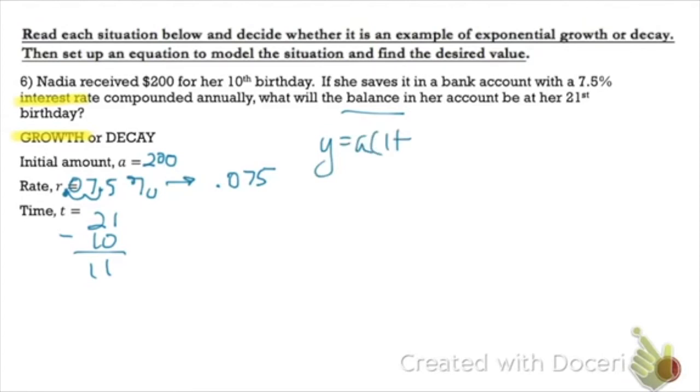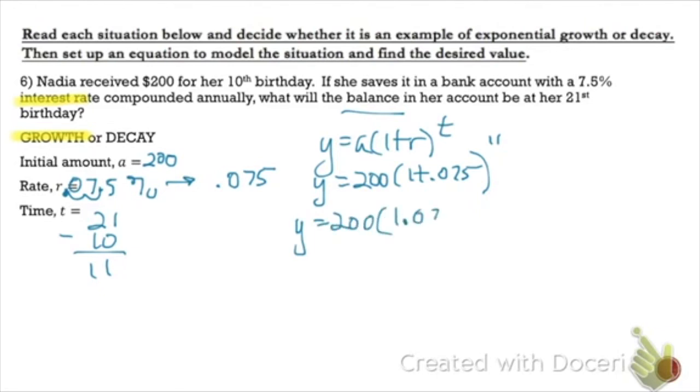So since we're growing, we'll use our growth formula. So $200 times 1 plus our rate, all raised to the 11th power. Remember to do what's inside parentheses first, raise it to the 11th power, and then take it times 200. So if she just lets it sit there, it's going to more than double. She'll have $443.12.